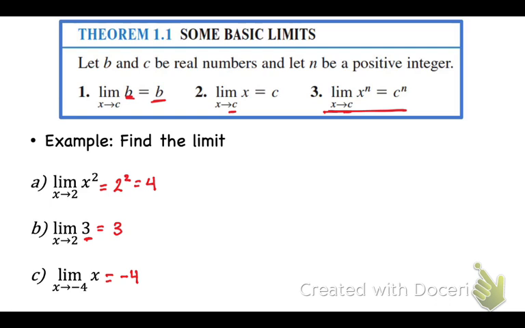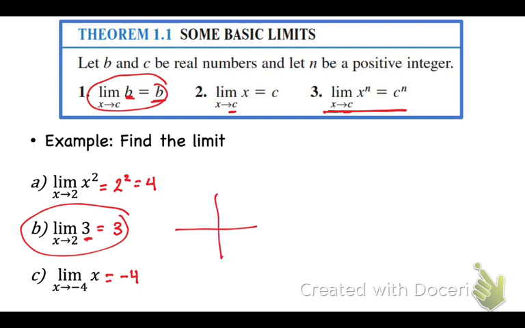Questions? After you did an example, it made complete sense, right? You're just plugging in. And this, there's nothing to plug into, is there? So it's just what it is. This would be y equals 3. It would be a horizontal line at 3. So it would be 3 no matter what, correct?